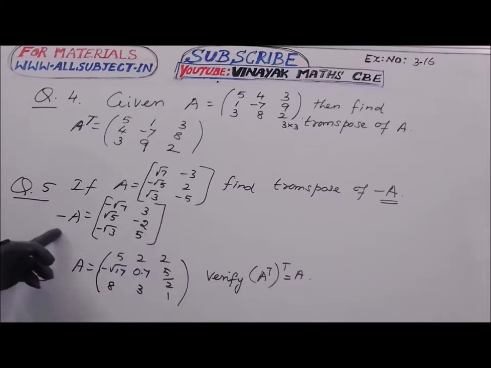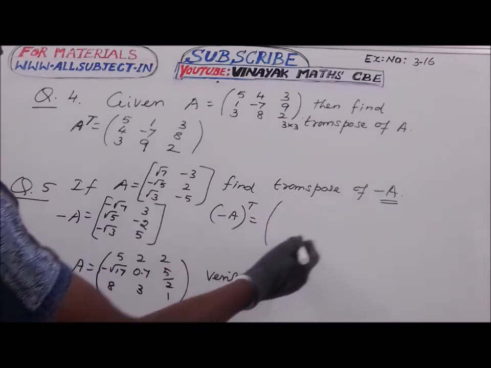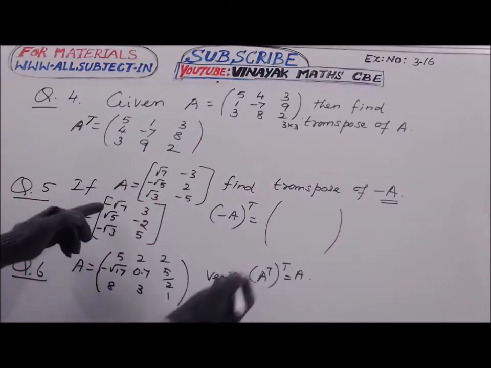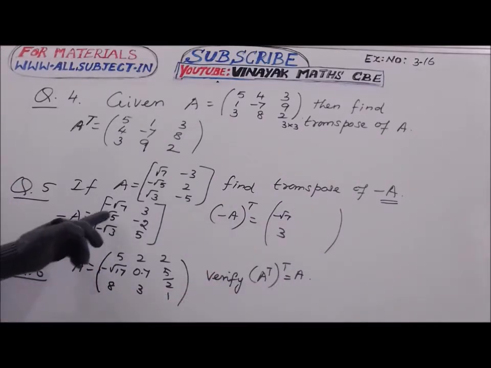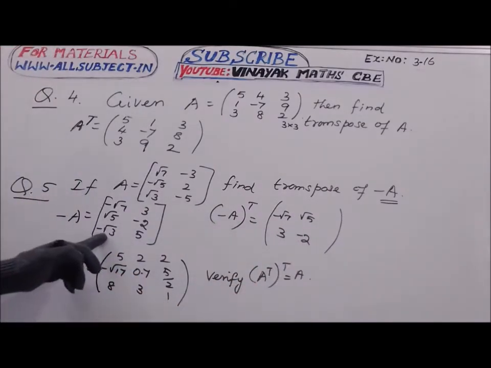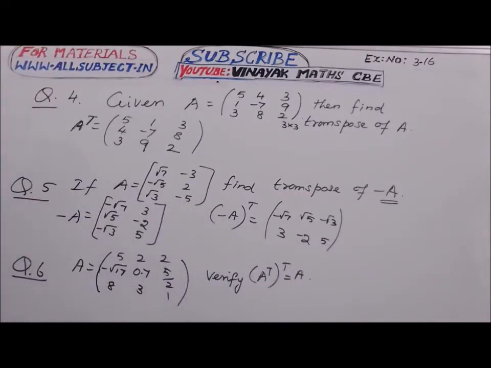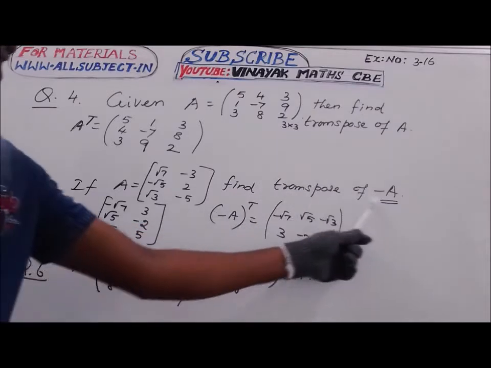This is minus A. Now transpose of minus A means minus A whole transpose, which is equal to interchanging all the rows into columns. The first row, minus root 7, 3, is written as the first column; root 5, minus 2 in the second row is written as the second column; minus root 3, 5 in the third row is rewritten as the third column. This is known as minus A whole transpose. Now question number 6: first of all you should find minus A and then transpose it. You will get transpose of minus A.